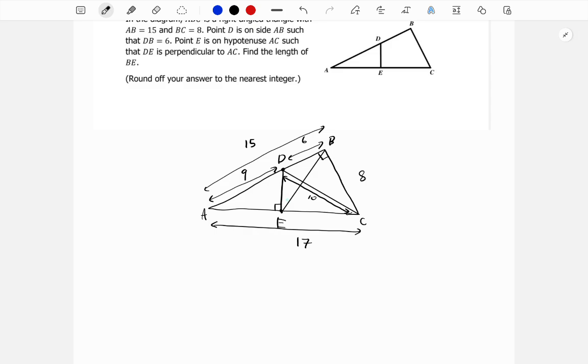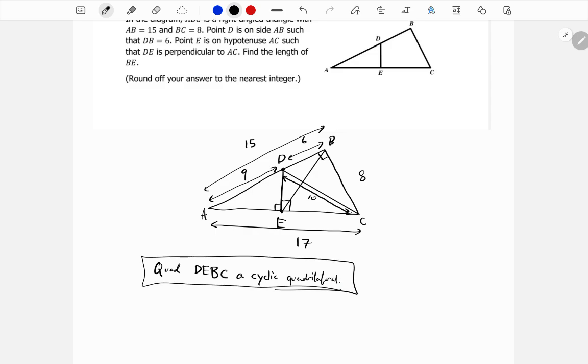Now observe, and this is going to play a really huge part in our solution. We're going to observe that since DEA is a right angle, this means that DEC is also a right angle, and thus we have that opposite angles add up to 180. So what does this mean for us? This means that the quadrilateral DEBC must be a cyclic quadrilateral.